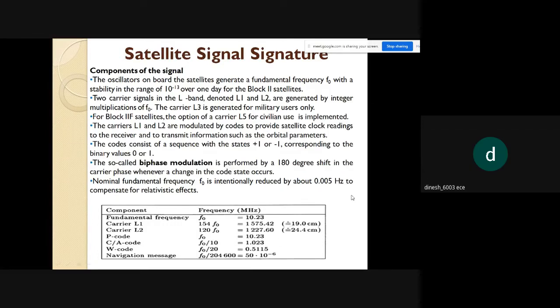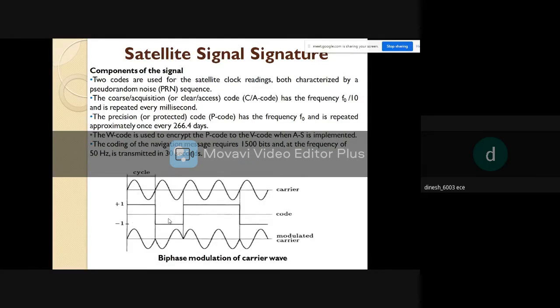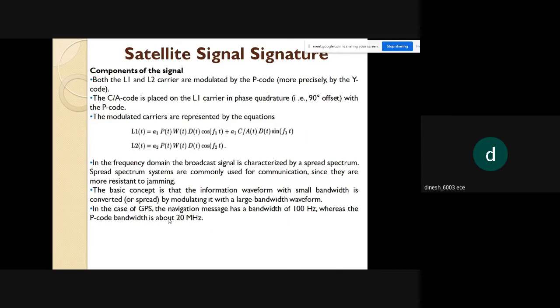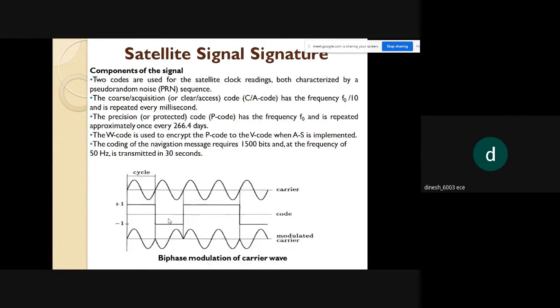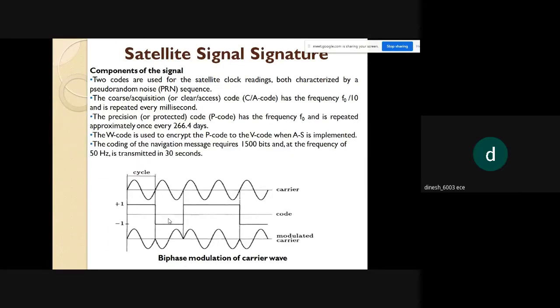So these are the frequencies used for different signals. Whichever signal you want to transmit, you need to use this frequency. Next is the diagrammatic representation of the biphase modulation scheme that you are all familiar with. We have a carrier signal, sinusoidal in nature. We take a code of +1, -1 to be transmitted.